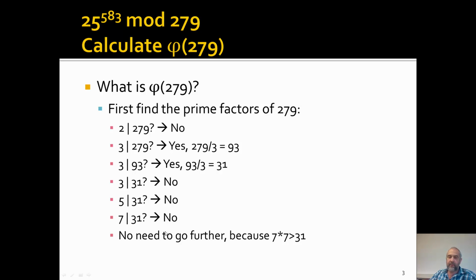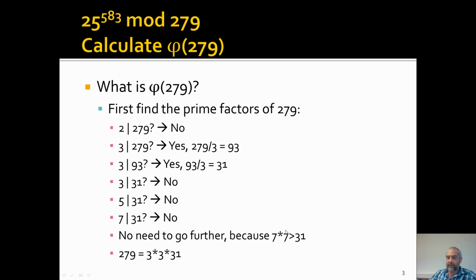We don't have to go to the next one, 11. Why? Because 7 times 7, the square of 7, is bigger than the value we have left. We have left 31, smaller than 7 square. That means we can stop. Because if we continue, for example, if 11 would be a divisor of 31, then we would have found another divisor already earlier. So we can stop here. That means we can write 279 as 3 times 3 times 31. You can check that easily on your calculator.